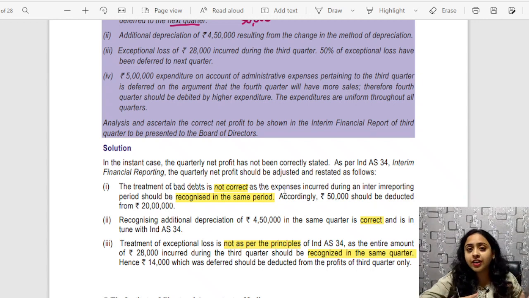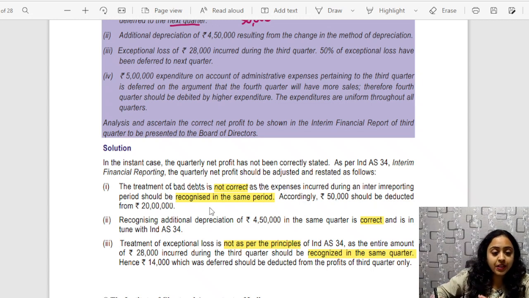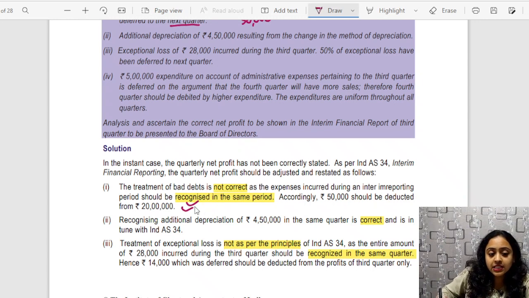50,000 was earlier recorded. 50% was deferred. So only the 50% deferred should be corrected now and should be deducted from P&L, recognized in the same period. So accordingly 50,000 should be deducted from 20 lakh rupees.